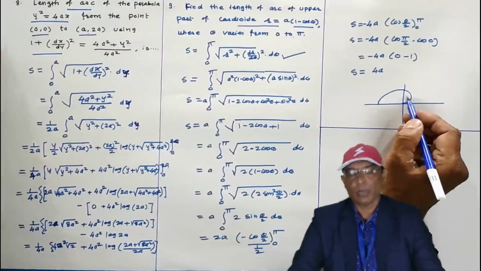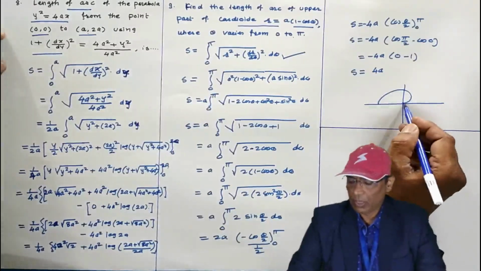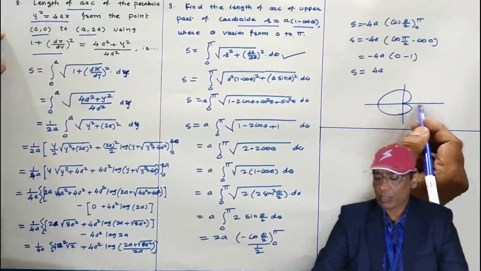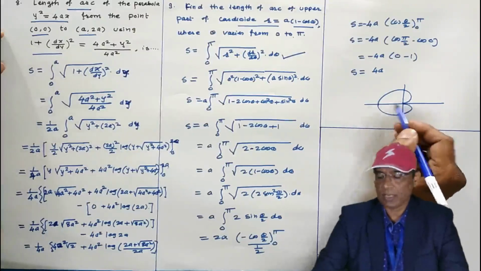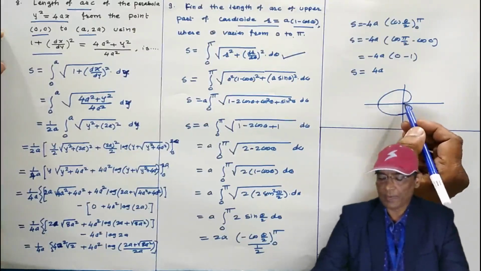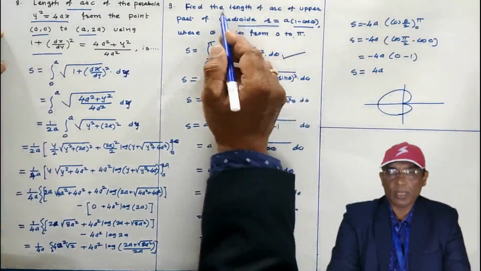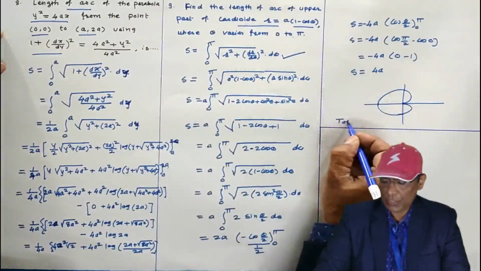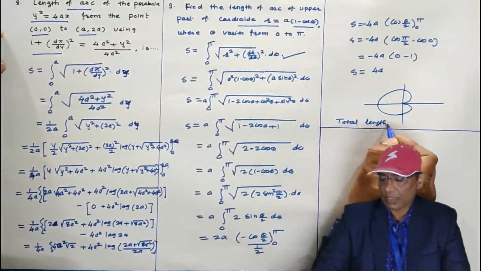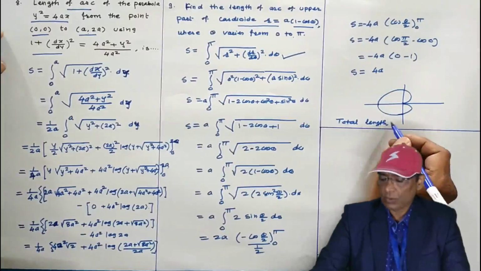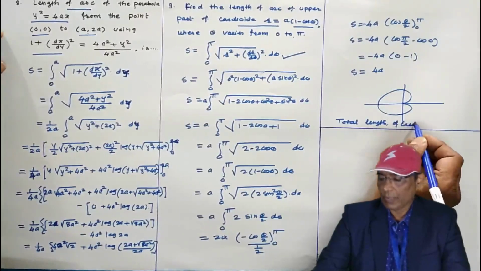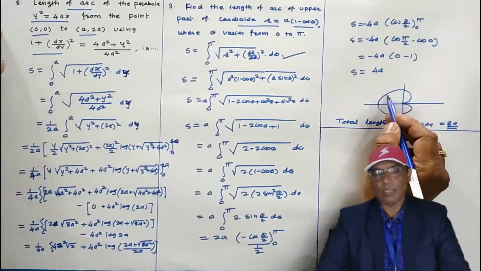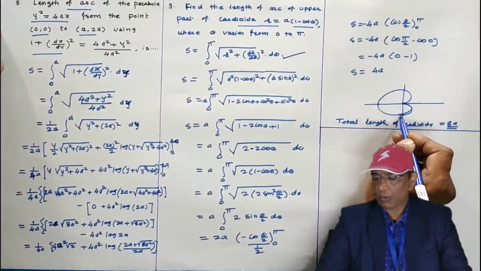We have found the length of the upper part of the cardioid. But in the examination, the complete cardioid may be asked. Due to symmetry, because this cardioid is symmetric about the initial line, the total length of the cardioid will be double of it, meaning 8a. It is not asked here, but if it is asked in the examination, the total length of the cardioid will be 8a because of symmetry, as the same cardioid is above and below the initial line.